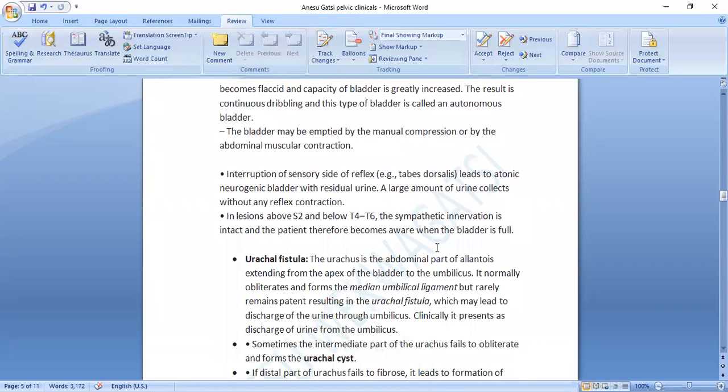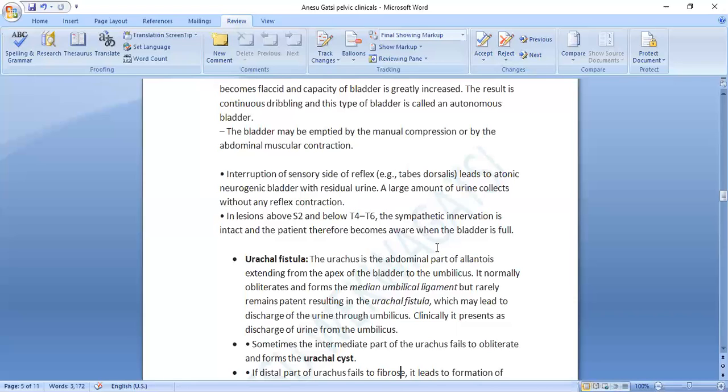Then also, embryologically, during fetal and embryonic life, we have what you call the allantois that extends from the apex of the bladder to the umbilicus. In normal people we see the urachus, which is its remnant. So you may have a urachal fistula. Remember, we say that a fistula is an abnormal opening between two organs, right? So you may have a urachal fistula that may allow urine to pass through the umbilicus.